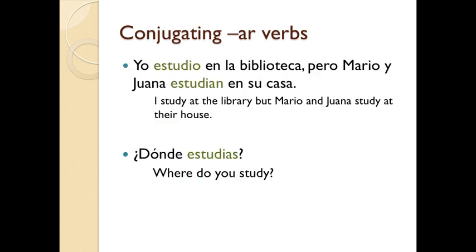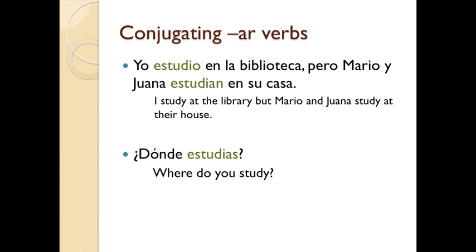So how does this work in sentences? Let's take a look at a couple of examples. Notice this first sentence. Yo estudio en la biblioteca, pero Mario y Juana estudian en su casa. I study at the library, but Mario and Juana study at their house. Why do I have estudio for our first verb and estudian for the second verb? Well, that's because your subjects are different for each of these verbs. In the first one, I'm saying I study, so you have to make it estudio. You cannot say yo estudiar. You have to put the right ending. For yo, it's o. Yo estudio. I study at the library.